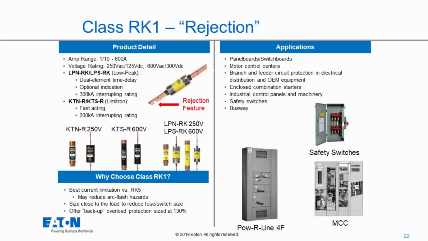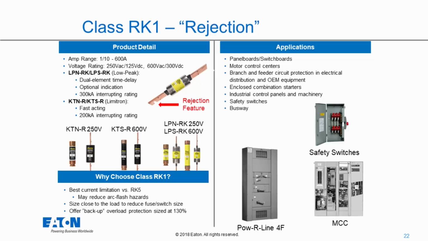So when we look at the fuse below that, the KTN and KTSR, these are a Limitron series of fuses. They have very good protection, but it's a fast-acting fuse, and it's designed really for a lot of heating applications, or maybe something where you don't need that time delay or don't want that time delay. But at that point, we limit it to 200,000 amps of interrupting rating. So we do make two different versions of our RK1 fuse, but I would say in general, most times we want to upgrade to the LPN or LPS RK.